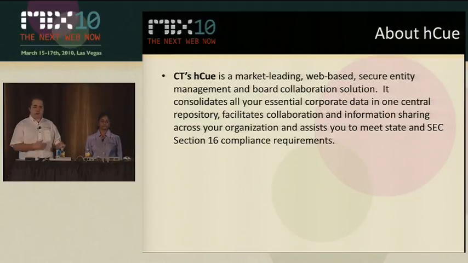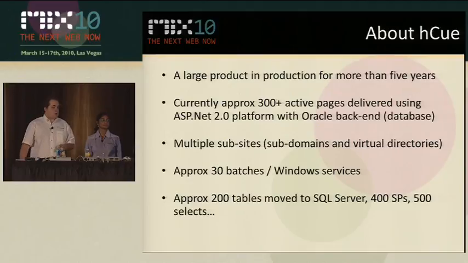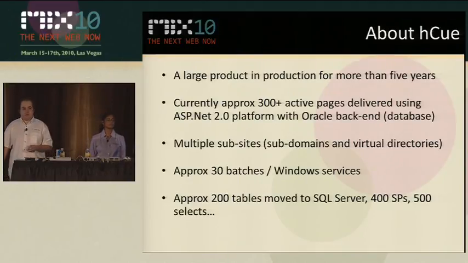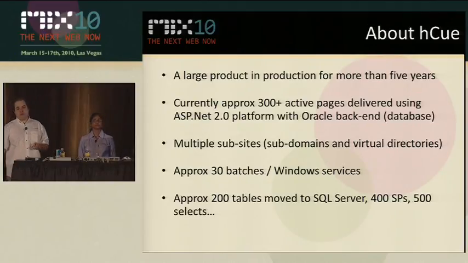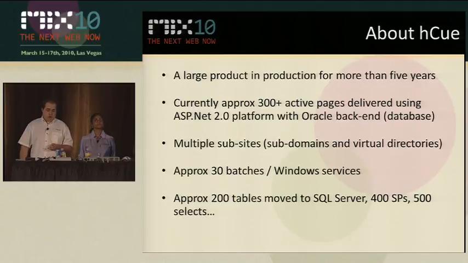On top of that, there's a lot of content and collaboration between the users, and there's a good, strong permission and role-based aspect to all of this as well. So this didn't actually happen overnight. HQ has been a product in production for more than 5 years. And over that time, it's grown to be about 300 ASP.NET pages.